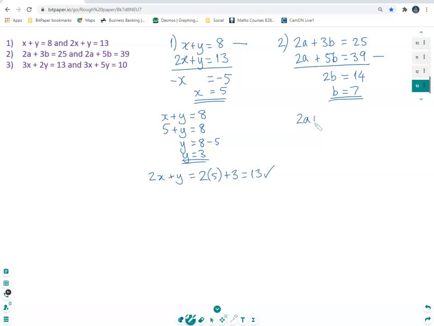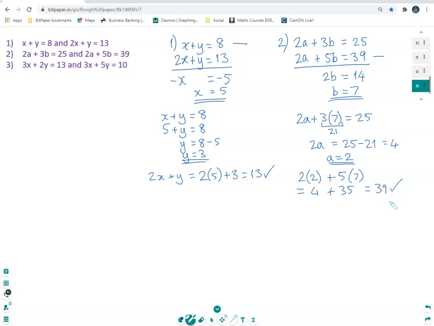So 2a plus 3 lots of b is 7 must give us 25. And of course 3 7s are 21. So 2a must be 25 minus 21, which is 4. So a must be half of 4, which is 2. Check by subbing into the other equation. 2a plus 5b is 2 times 2 plus 5 times 7, which is 4 plus 35, which is 39, and that matches this equation up here. So we know we've got it right.